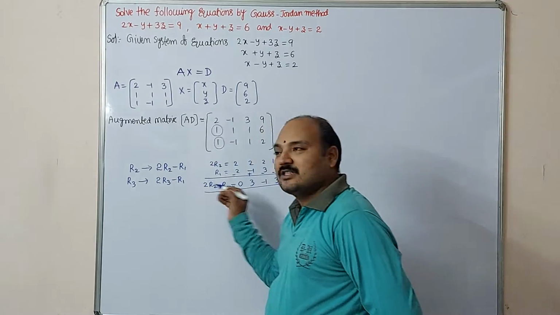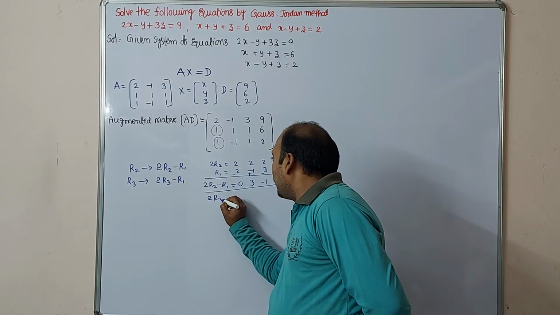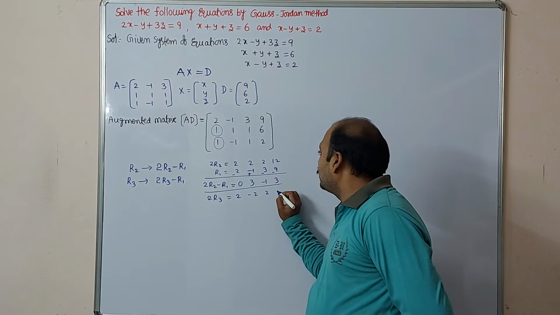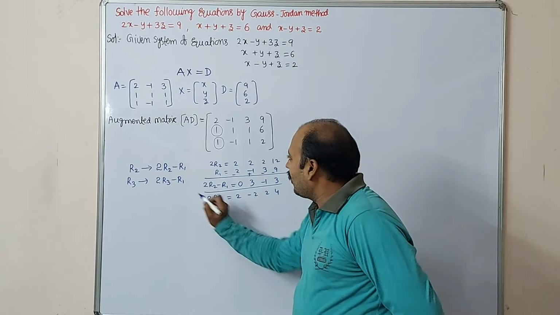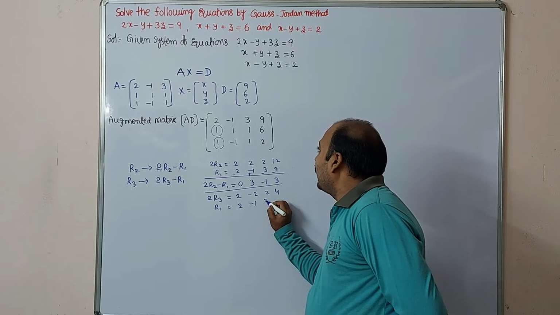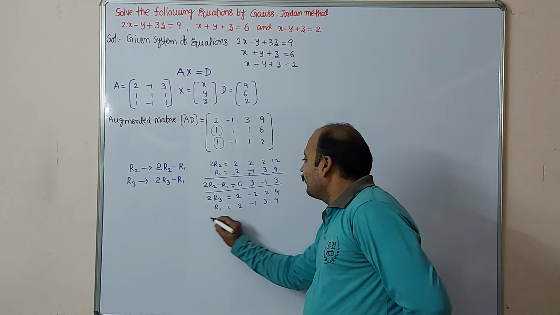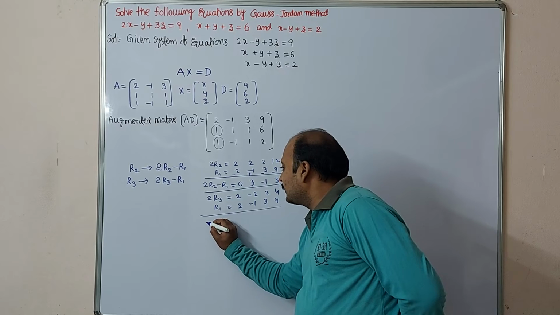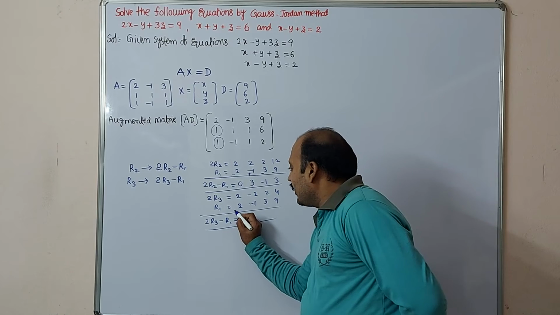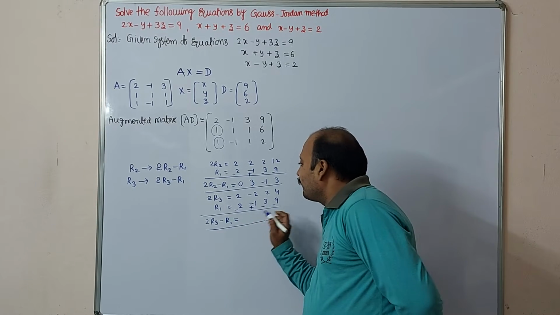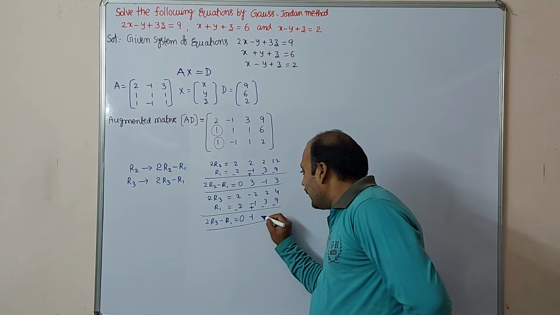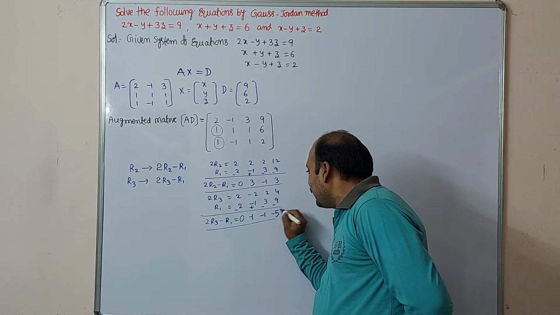Similarly, calculate 2R3 minus R1 also. 2 or 3, so multiplying by 2. So 2 minus 2, 2, 4. R1 is as it is, 2 minus 1, 3, 9. So we are subtracting, dear students. 2R3 minus R1. Whenever subtracting, the sign changes. 2 minus 2, 0. Minus 2 plus 1, minus 1. 2 minus 3, minus 1. 4 minus 9, minus 5.